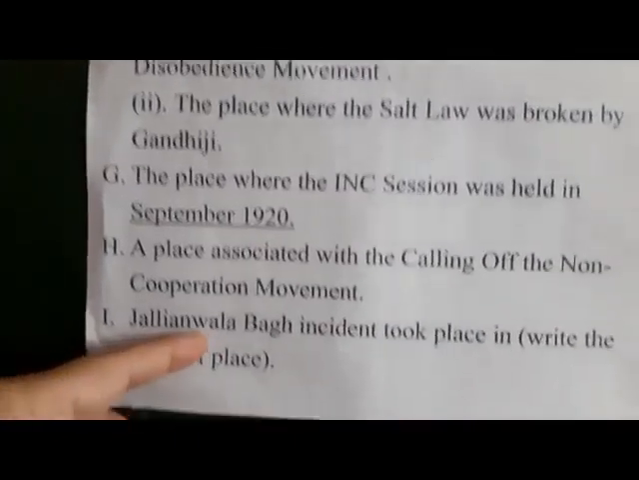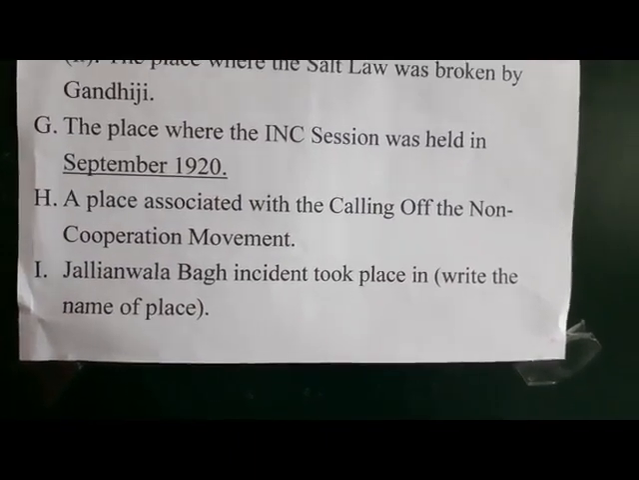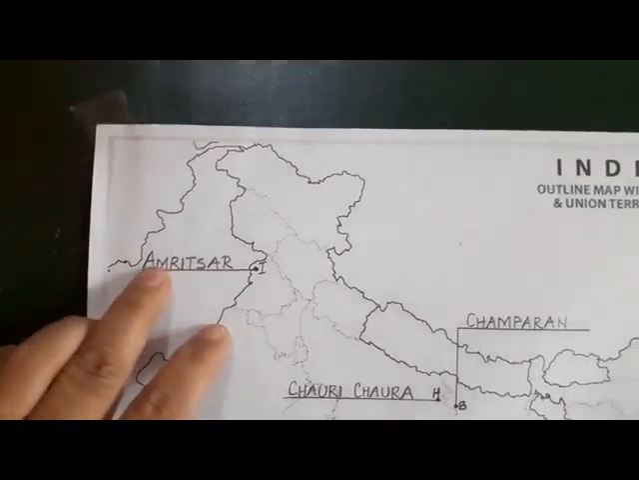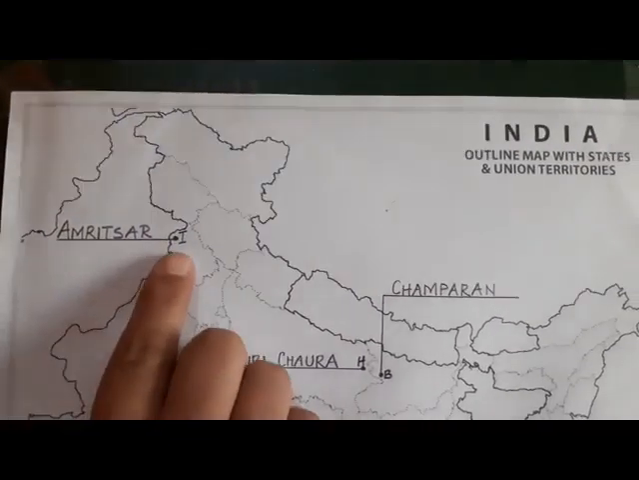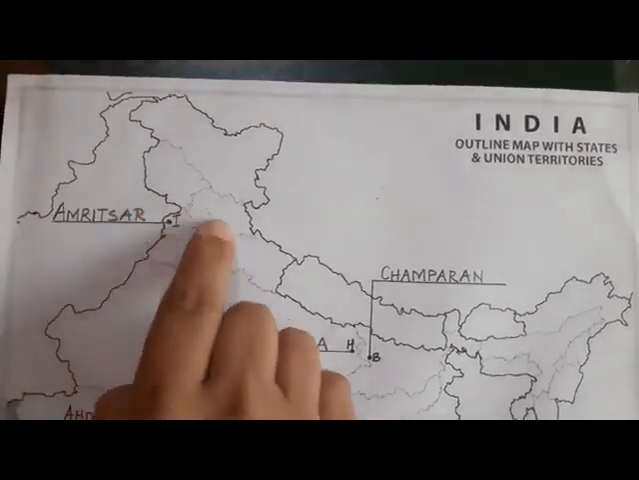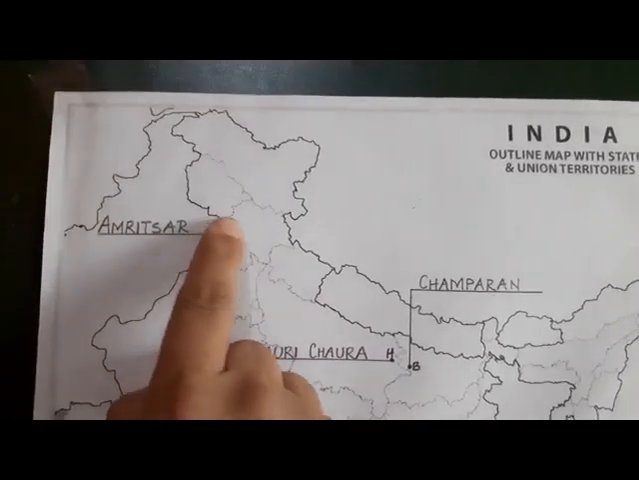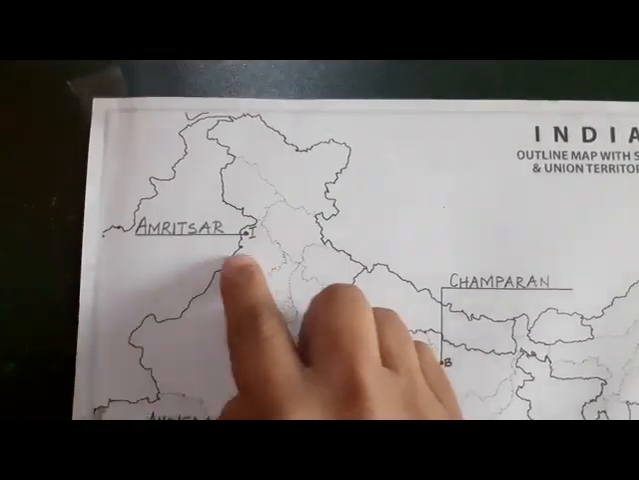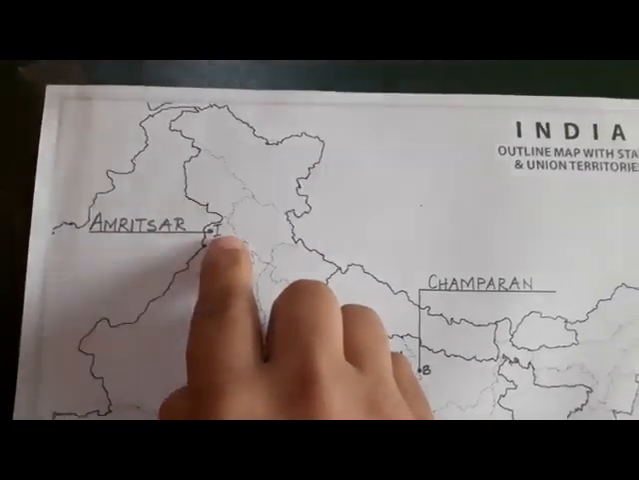I. Jallianwala Bagh incident took place. You have to write the name of the place. So where did it take place? It took place in Punjab, northern Punjab. There's a place called Amritsar. Right? Why am I saying northern Punjab again? Because it's towards the north. Now I am only looking at the map of Punjab, the outline part. So it is north, this is south, this is east, this is west. So it is the northern part of Punjab and it is Amritsar.